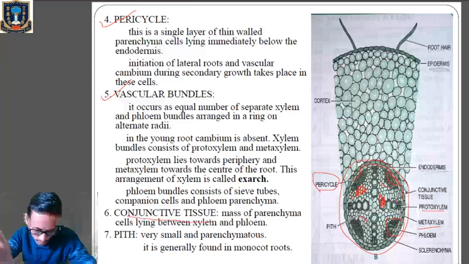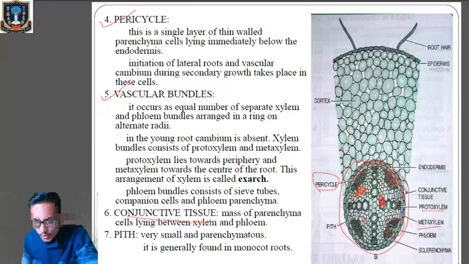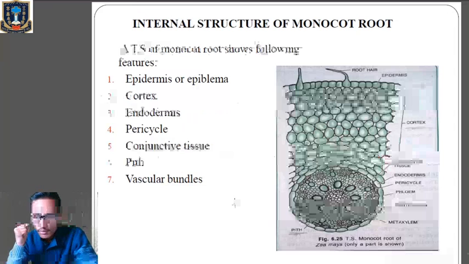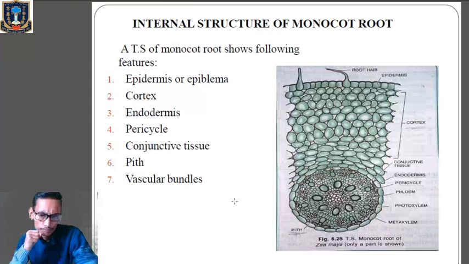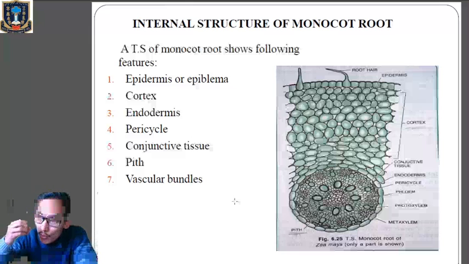So these are the transverse section of the dicot root. Clear? Now we will see the internal structure of monocot root. Here also we are going to see the transverse section of monocot root. So when we see the transverse section of monocot root under the microscope, what will we observe?